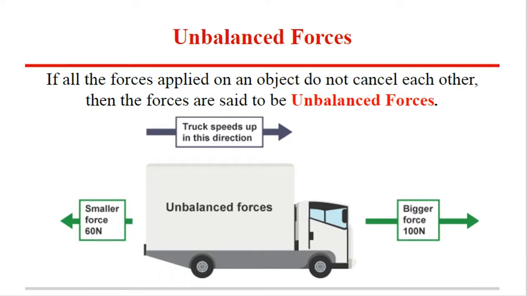Coming to unbalanced forces, if the forces applied on a body or an object do not cancel each other, then the forces are said to be unbalanced forces. In the example given below, there are two forces acting on the truck, one on the right, 100 newtons, and one on the left, 16 newtons, which are completely unbalanced. Hence, the forces acting on the truck are unbalanced and the truck speeds up in the direction of 100 newtons.